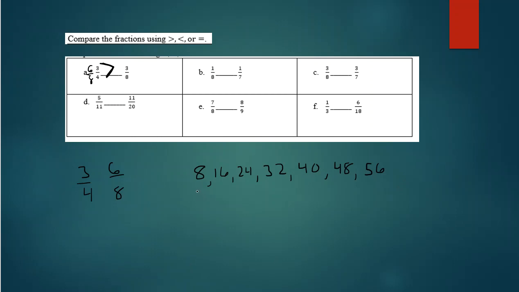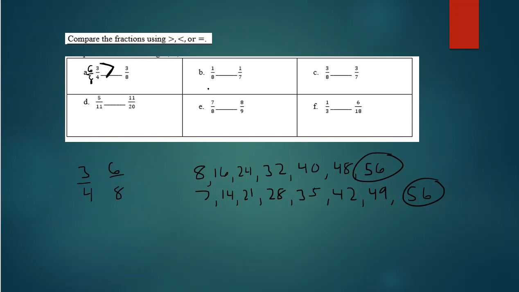Multiples of 7 are 7, 14, 21, 28, 35, 42, 49, 56. Okay, so we can see 56 is our least common multiple. That's the smallest multiple that they both have in common.